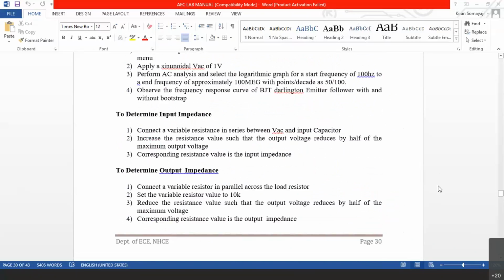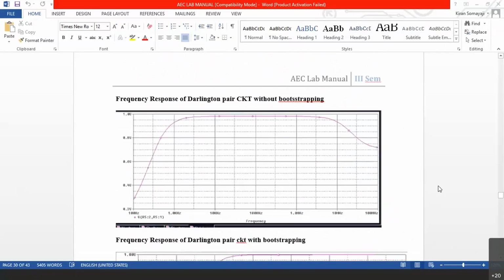That is the answer. Now with that, you can see the frequency response of the Darlington circuit without bootstrapping. Input is 1 volt, output is slightly less than 1 volt, around 0.98 volts I can say, because this is 0.8, this is 0.9, 0.85, 0.9, 0.95, 0.96, 0.97, somewhere around 0.98. That is the maximum voltage here.